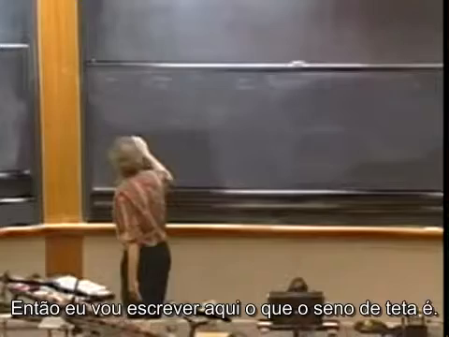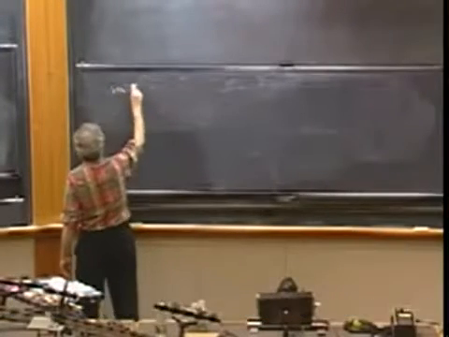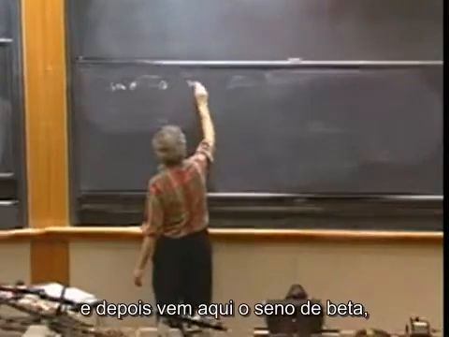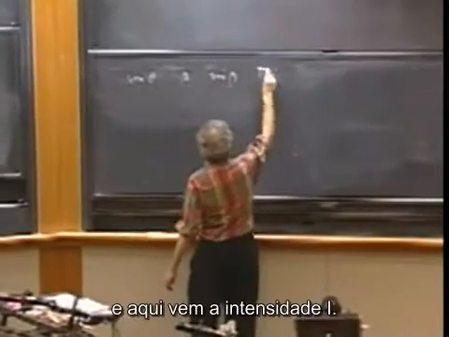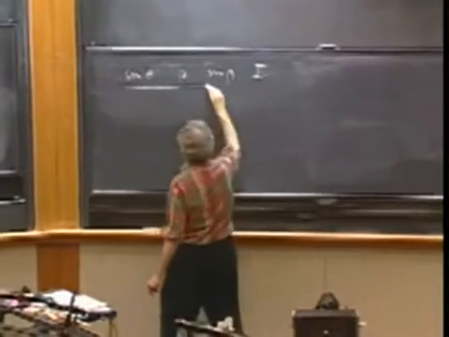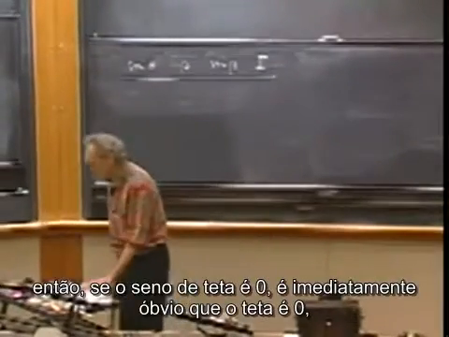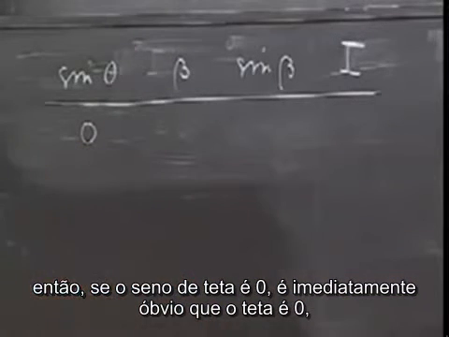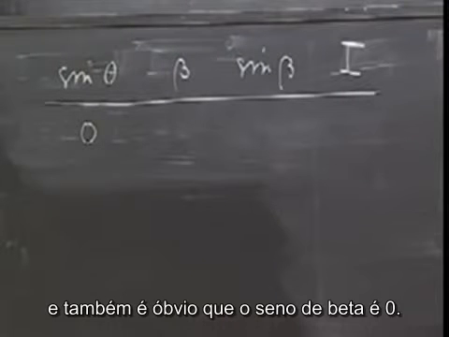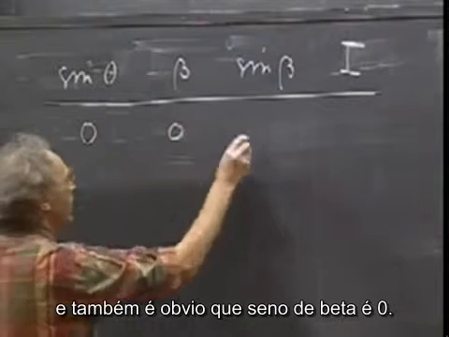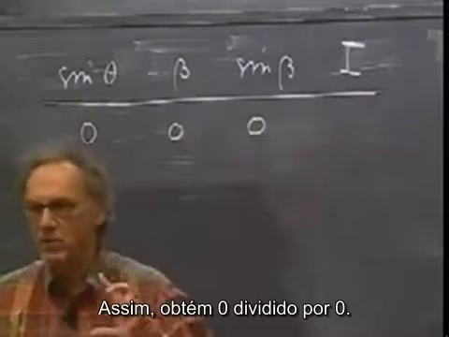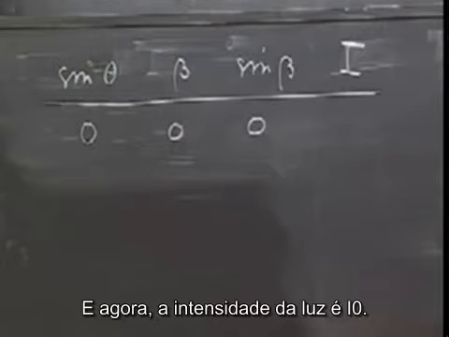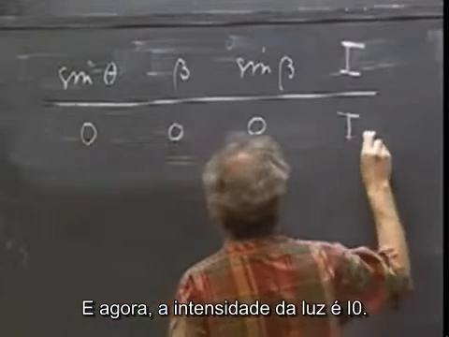So I'm going to write down here what the sine of theta is. And then here in my column comes beta. And then here comes the sine of beta. And here comes the intensity I. So I first take the sine of theta is 0. Well, if the sine of theta is 0, it's immediately obvious that beta is 0. And it's also obvious that the sine of beta is 0. So you get 0 divided by 0, you use L'Hopital, and this ratio becomes 1. And now the light intensity is I0.